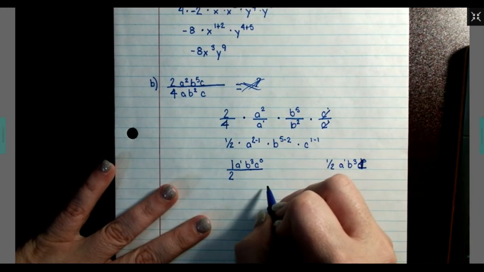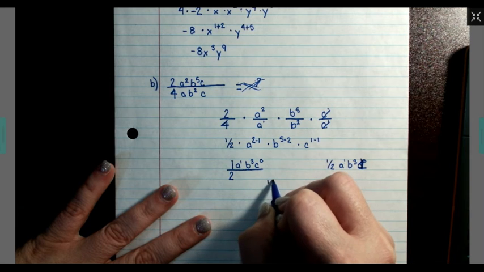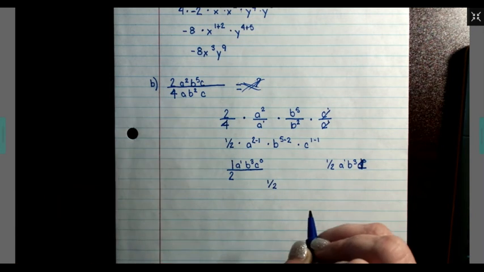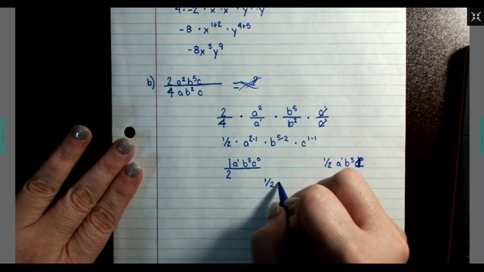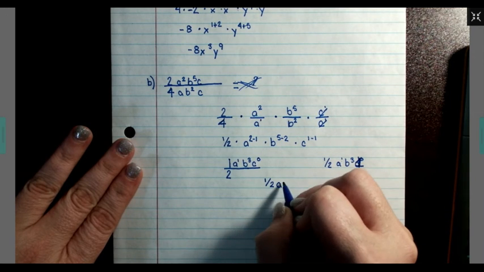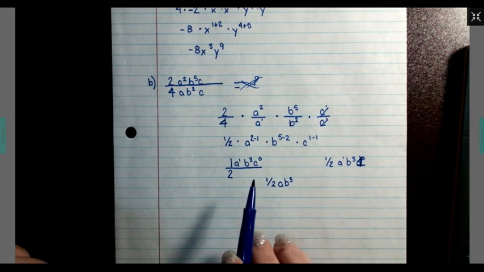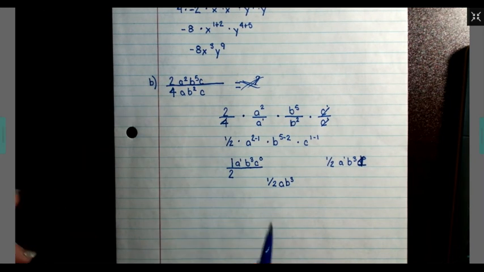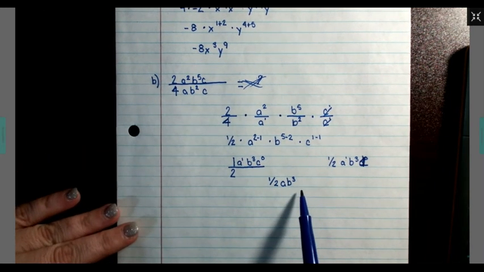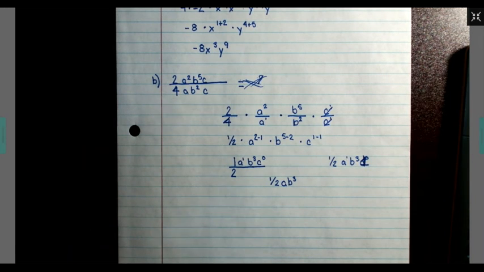So you would have ultimately probably seen this answer after you're taught all of your rules. You would have seen this as 1/2 a b cubed. The 1 wouldn't be there because they wouldn't write the understood 1 there. And because c was to the 0 power, it's actually simplified to 1. It's like saying 4 divided by 4 is 1. Well, multiplying by 1 doesn't change the number, so usually you won't write it.